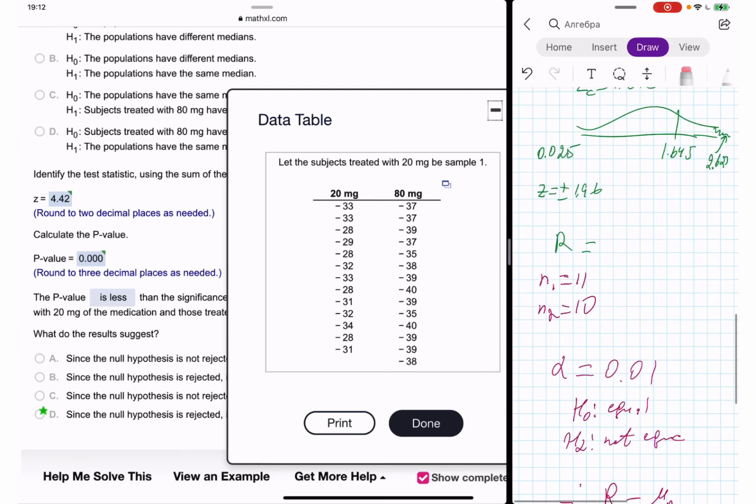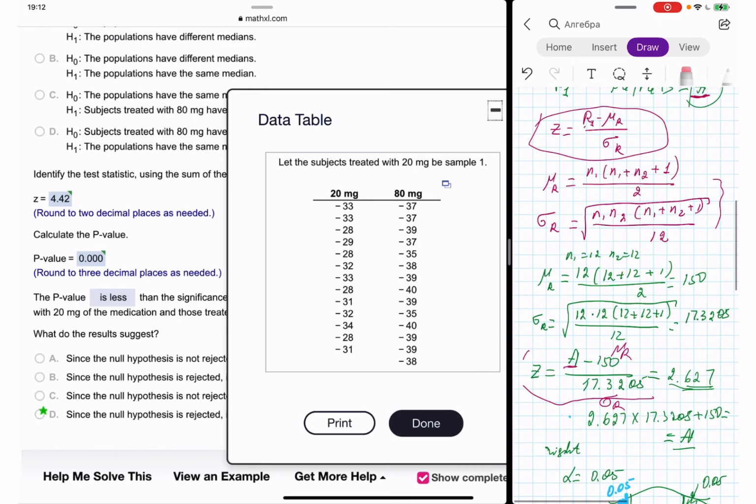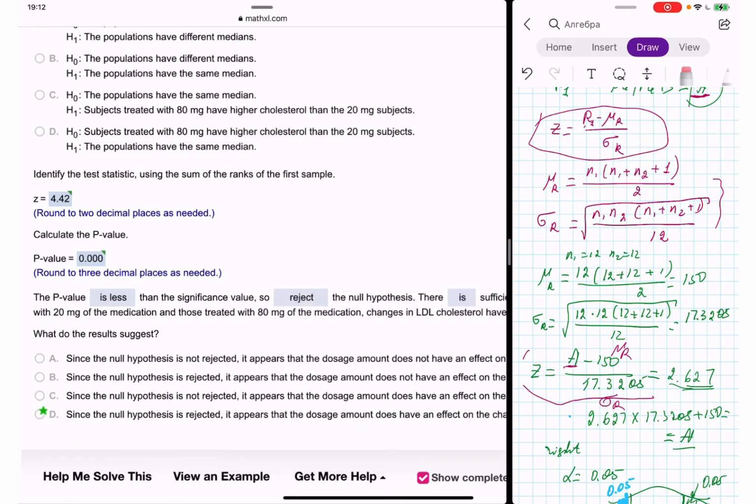And how to calculate, you already know. All you need is sample sizes n1 and n2. So you can count sample size 1, sample size 2, and do the math, and you would get z equal to 4.2. Now, next we need to find the p-value.